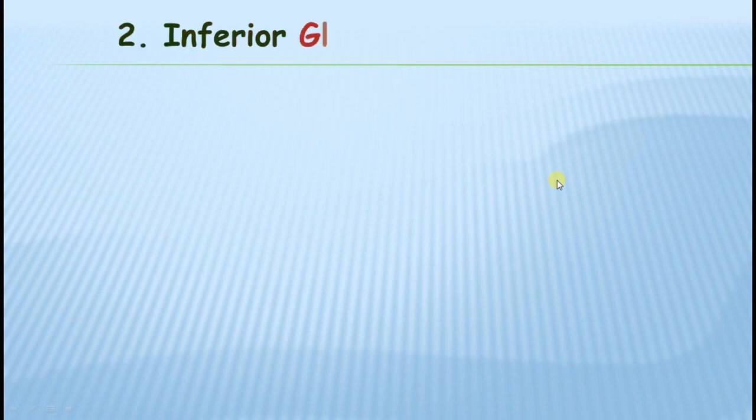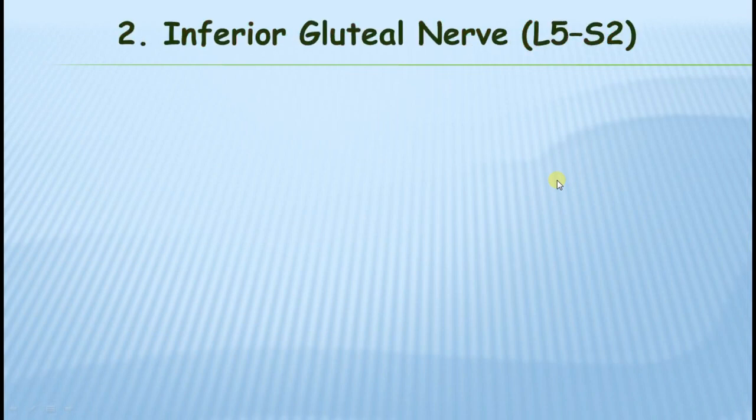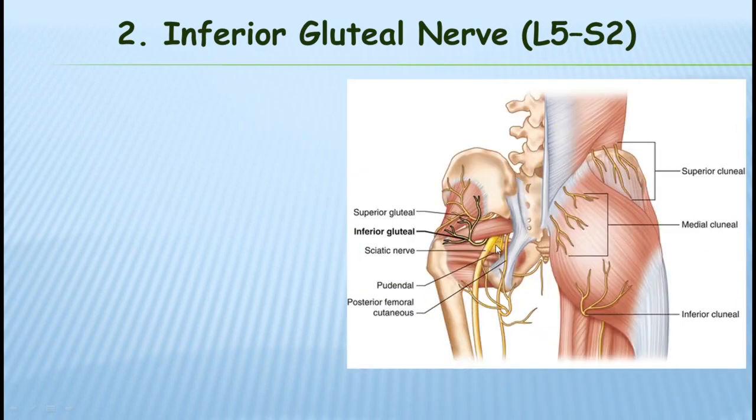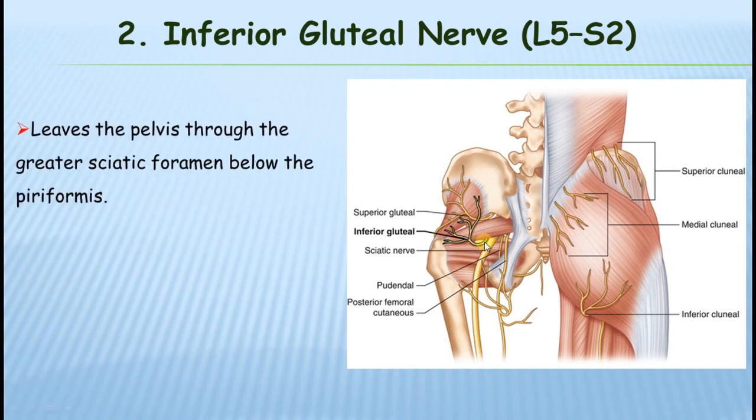The next nerve is the inferior gluteal nerve. It is from L5, S1 and S2. From the lower border of piriformis it emerges and it mainly supplies the gluteus maximus muscle. So all these nerves and vessels we have already discussed in detail in our structures under cover of gluteus maximus in the lower limb lecture.